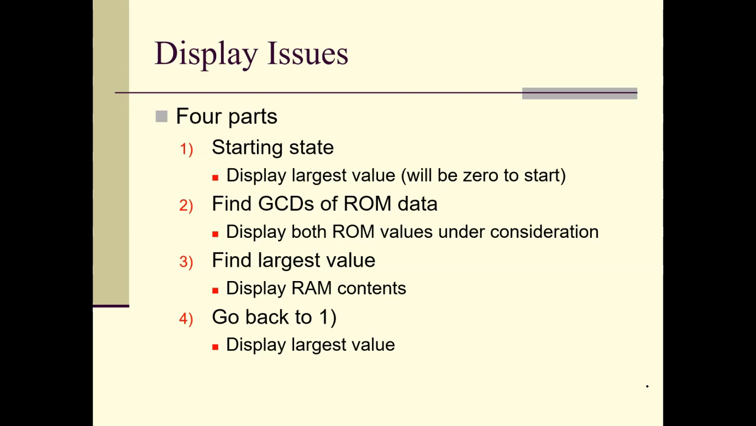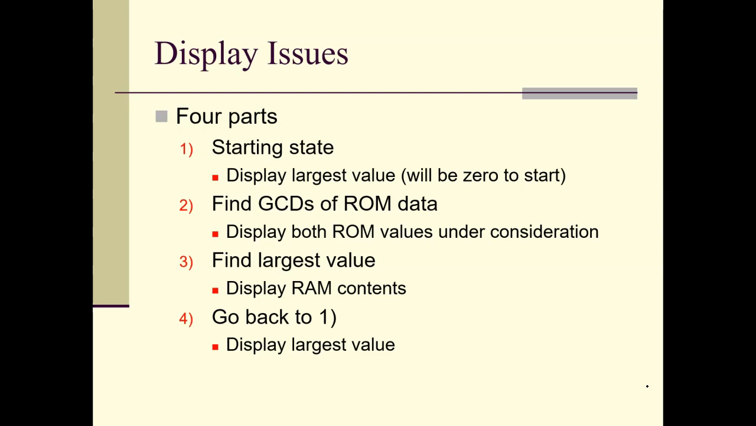One is the starting state. In the starting state, it's going to be displaying the largest value. So when you fire this up, the largest value is going to be 0 because all memory fires up to be cleared when you power on the FPGA. So the next step is you're going to find the greatest common divisors of the pairs of ROM data.